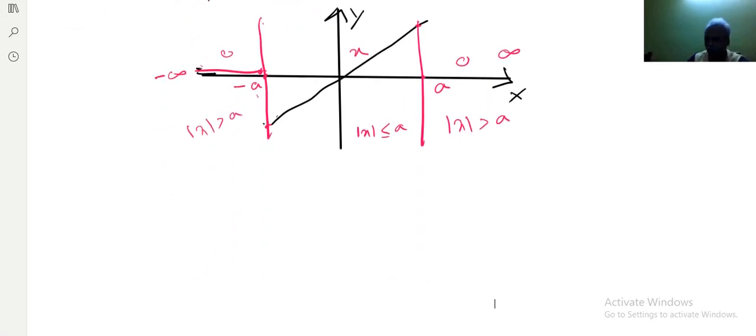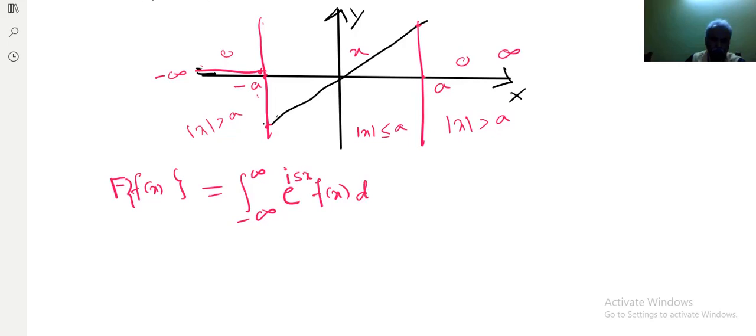So let us go on to the Fourier transform definitions. Can you recall? The Fourier transform of any function f of x is given by the integral from minus to plus infinity of the function f of x, multiplied by what is known as the weight function e raised to isx, and integrated with respect to x.